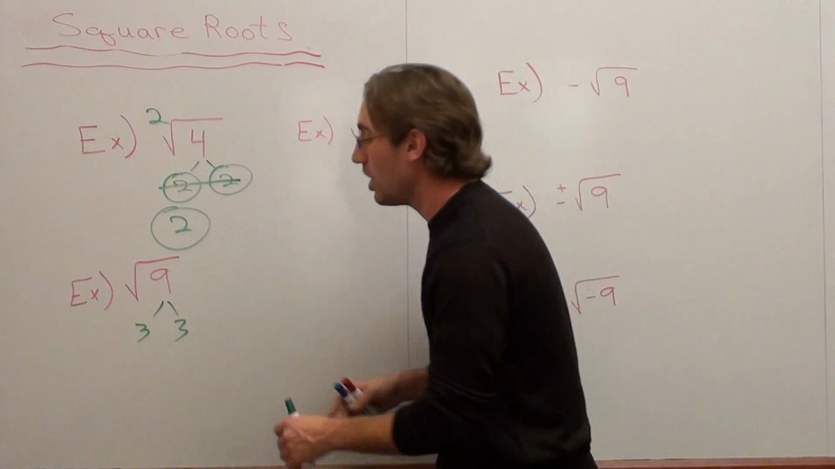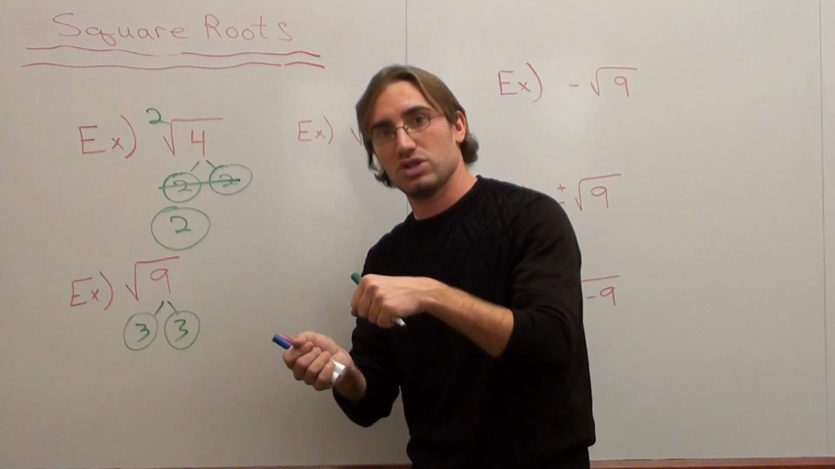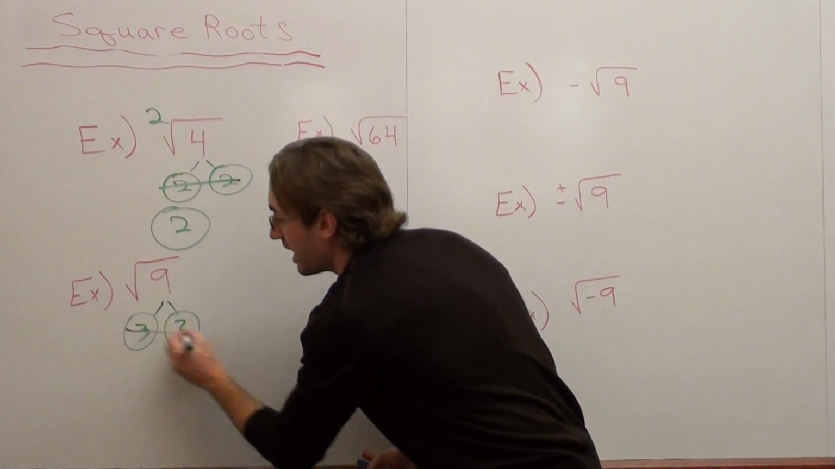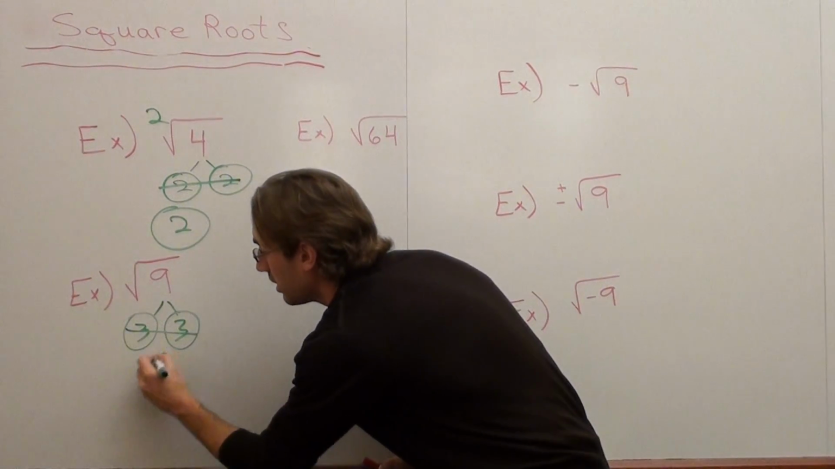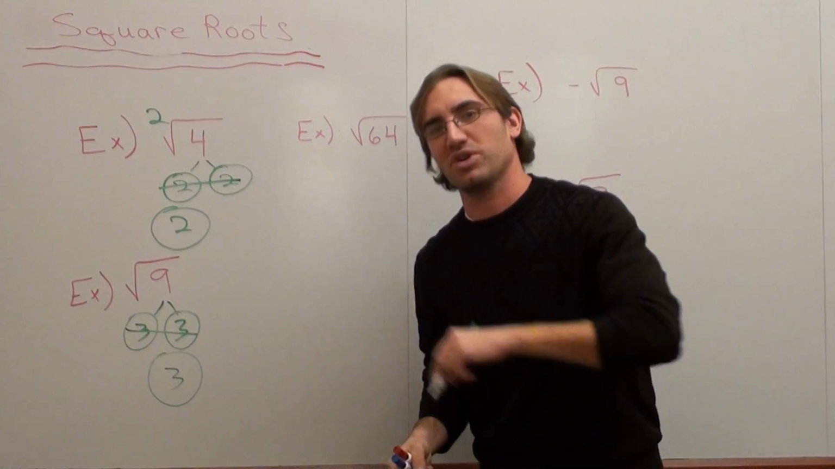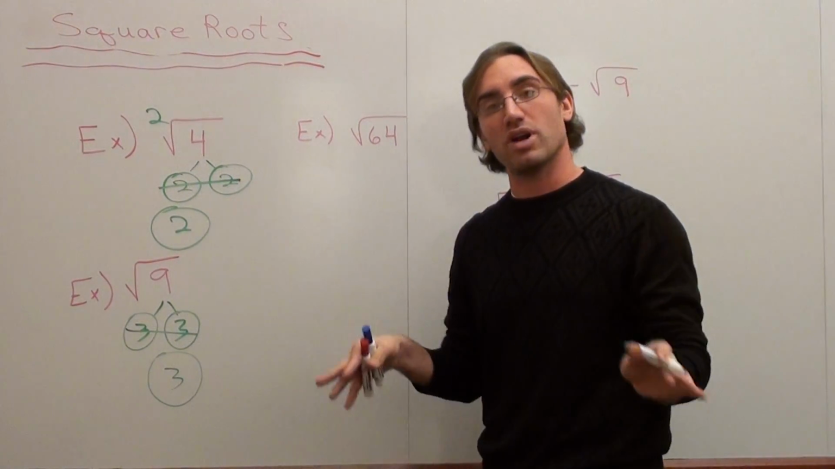Back to what I was going to say, though. You circle your primes, and you're taking out pairs. Every pair that you take out goes out as just the number itself. So I take out a pair, and my answer is 3. With 64, and this is where the example is brilliant, because now it will make sense. I want you to factor it till you get only prime numbers.